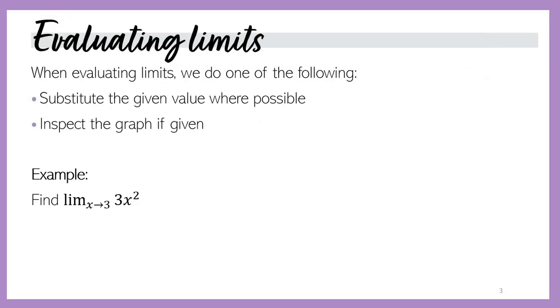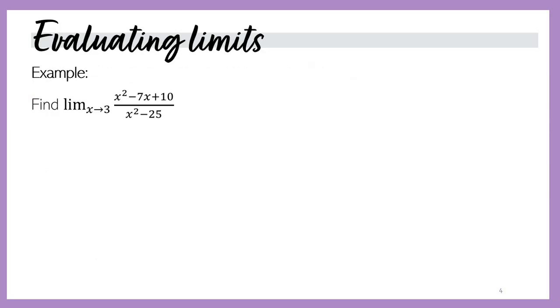Now, when it comes to evaluating some very basic limits, we need to do one of the following, okay? We can either substitute in the given value if possible, or we can inspect the graph if that's given to us. So this limit here, if I was to evaluate that one, I'm just going to substitute in x is equal to 3. And we know that if we were to sketch 3x squared, at x equals 3, that y coordinate is 27. And so if I'm approaching x equals 3, I'm going to be approaching y equals 27.